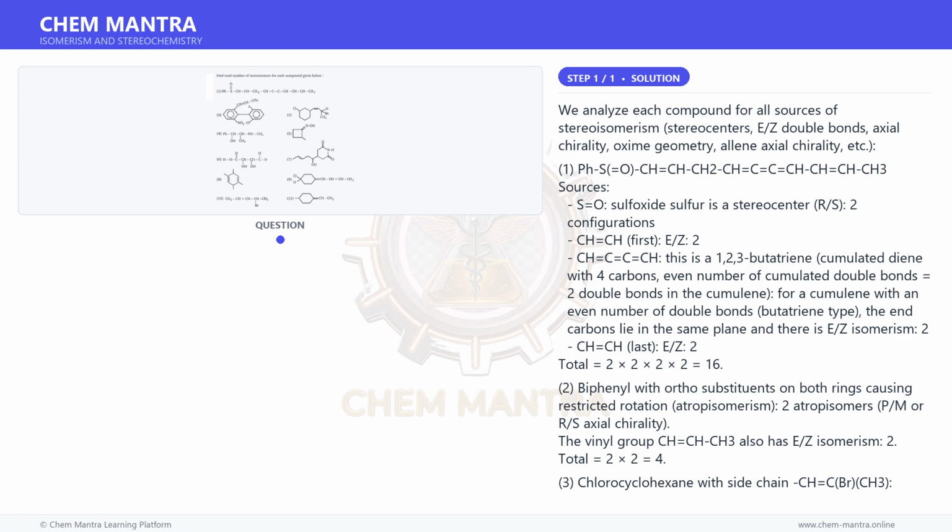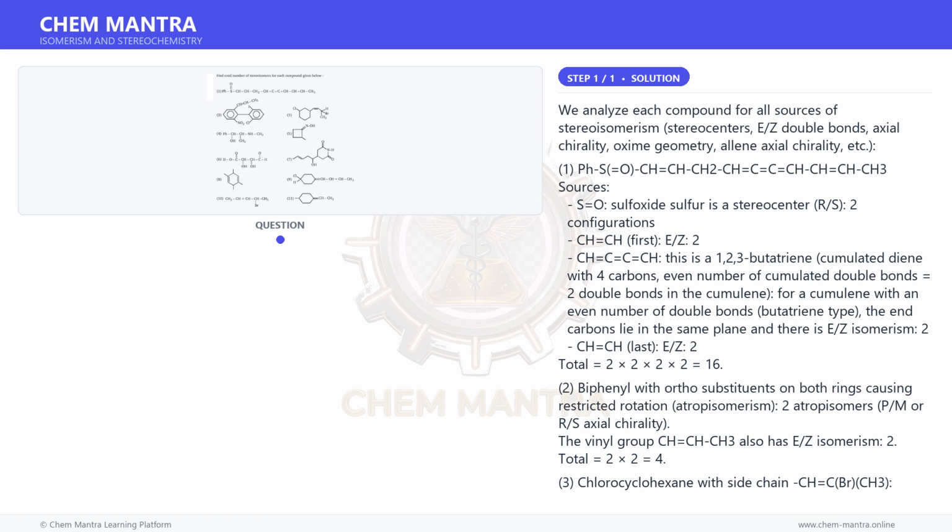3. Chlorocyclohexane with side chain CH=C(Br)CH3. The Cl on the cyclohexane ring is a stereocenter, R/S, 2. The alkene C(Br)CH3 attached, E/Z, 2. The carbon bearing Br and CH3 on the alkene is a vinylic position with 2 different groups, this is already counted in E/Z. Actually, looking more carefully, the structure shows a cyclohexane with Cl stereocenter on the ring, 2 configurations, and the double bond CH=C(Br)CH3, E/Z, 2 configurations.